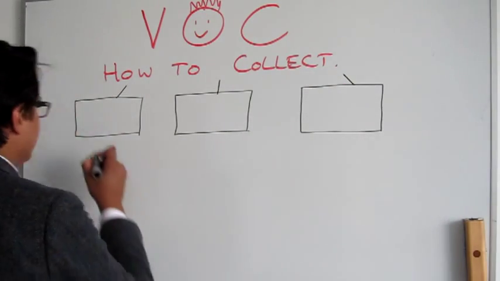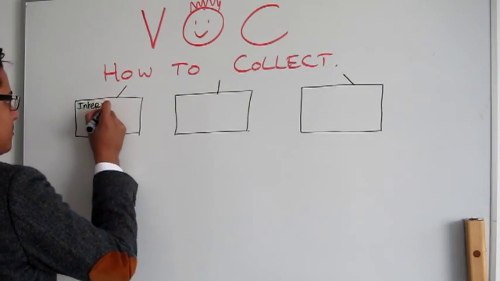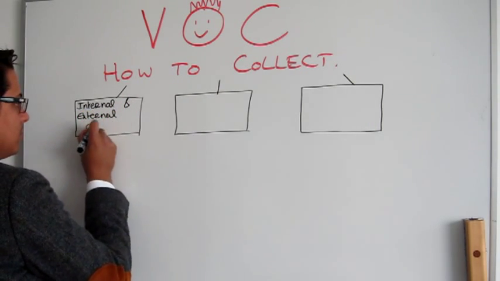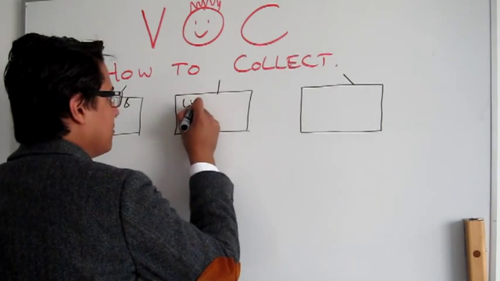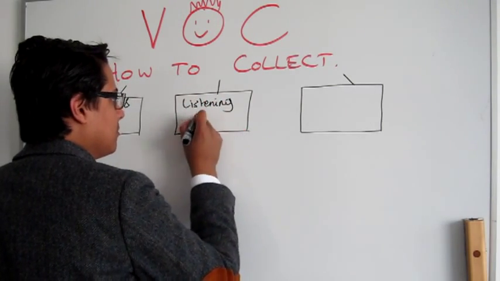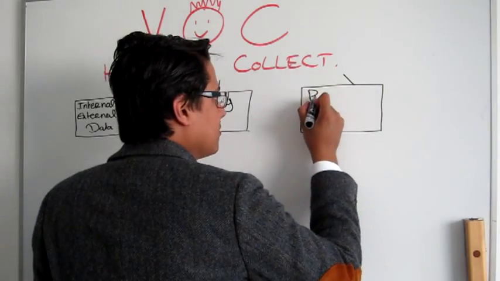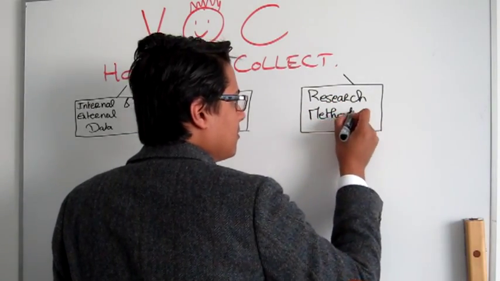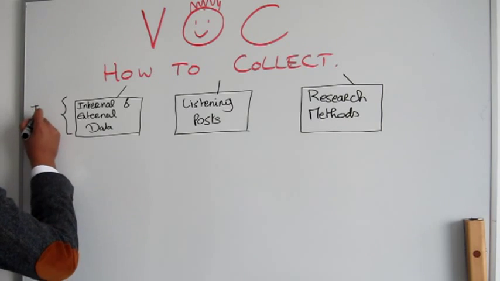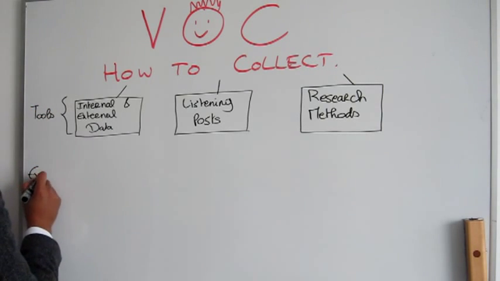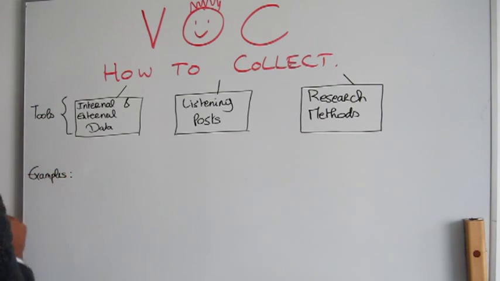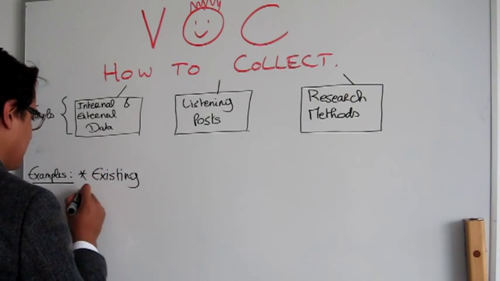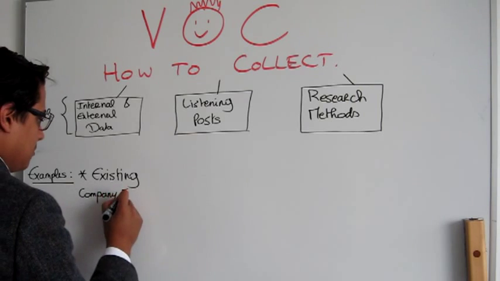There are many ways to get good information about your customer needs, not just interviews or surveys. In fact, these are not always the best ways of getting good, measurable information from your customers. There are three primary tools to help you collect good customer information. First, internal and external data. Second, listening posts. Third, research methods.